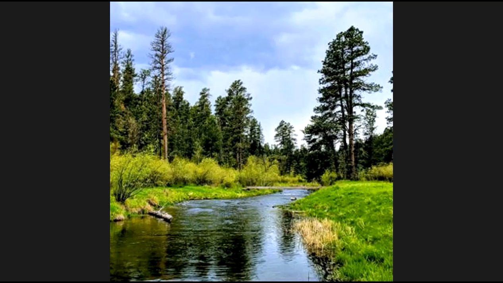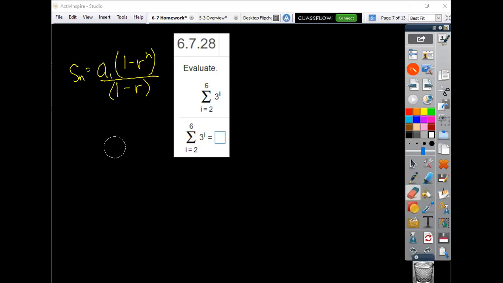All right, so this next problem that we're going to do is problem 6.7.28. And it's a summation problem. So this is saying if you put in a 2 and work that out, like 3 to the 2, and then the summation, add them up until you go all the way to 6. So 3 to the 3rd plus 3 to the 4th plus 3 to the 5th plus 3 to the 6th. And you could just do that on this one, and it's not too bad.